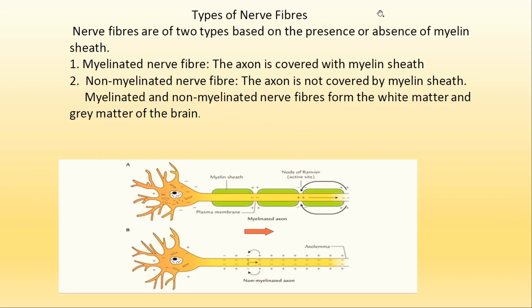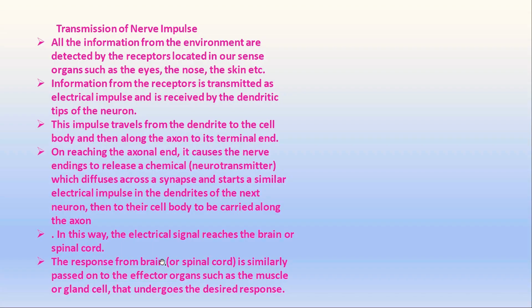Now let's see the types of nerve fiber. Nerve fibers are of two types based on the presence or absence of the myelin sheath. Myelinated nerve fiber is when the axon is covered with the myelin sheath like this. Non-myelinated nerve fiber is when the axon is not covered by myelin sheath. The myelinated neurons form the white matter of the brain and non-myelinated neurons form the grey matter of the brain. Next we shall learn the transmission of nerve impulse.